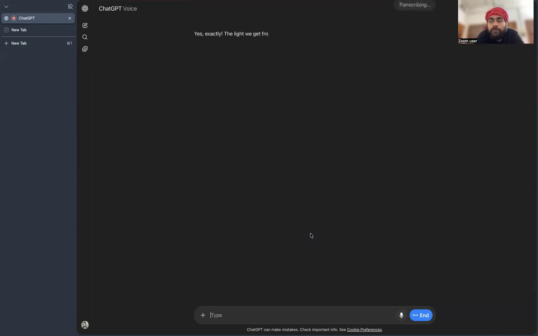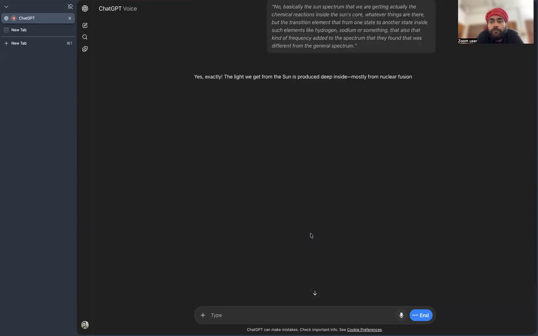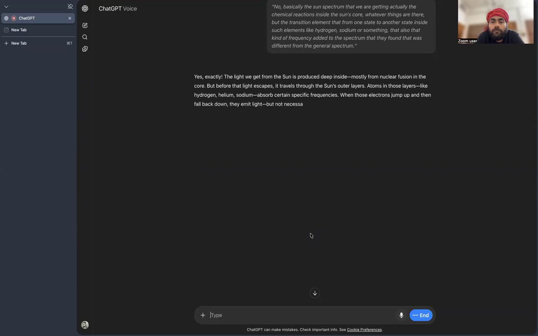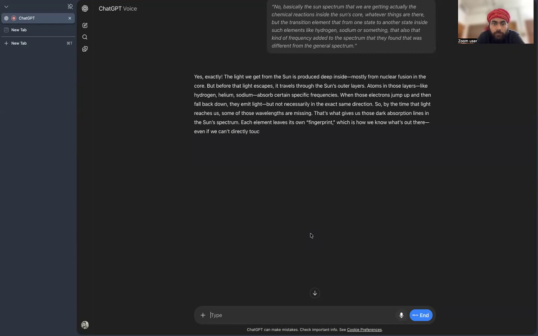Yes, exactly. The light we get from the sun is produced deep inside, mostly from nuclear fusion in the core. But before that light escapes, it travels through the sun's outer layers. Atoms in those layers, like hydrogen, helium, sodium, absorb certain specific frequencies. When those electrons jump up and then fall back down, they emit light, but not necessarily in the exact same direction. So, by the time that light reaches us, some of those wavelengths are missing. That's what gives us those dark absorption lines in the sun's spectrum. Each element leaves its own fingerprint, which is how we know what's out there, even if we can't directly touch it.